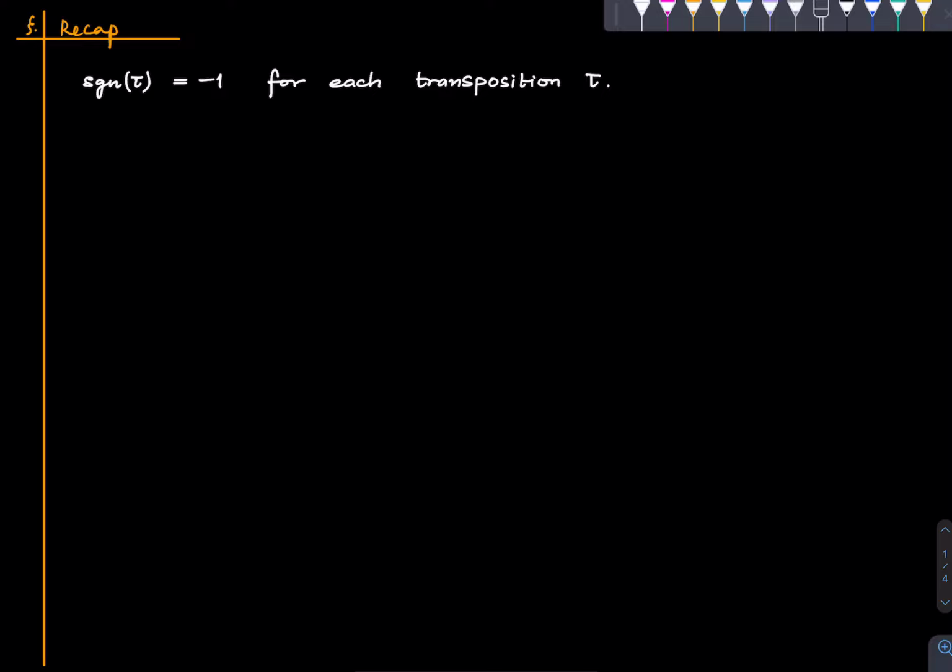In this lecture, we'll be looking at the 15 puzzle and how to "solve" it using group theory. Let us recall one simple fact: the sign of any transposition is -1. Therefore, if you have a permutation written as the product of an even number of transpositions, then the sign of that permutation would be 1. And the sign of a permutation written as the product of an odd number of transpositions is -1.